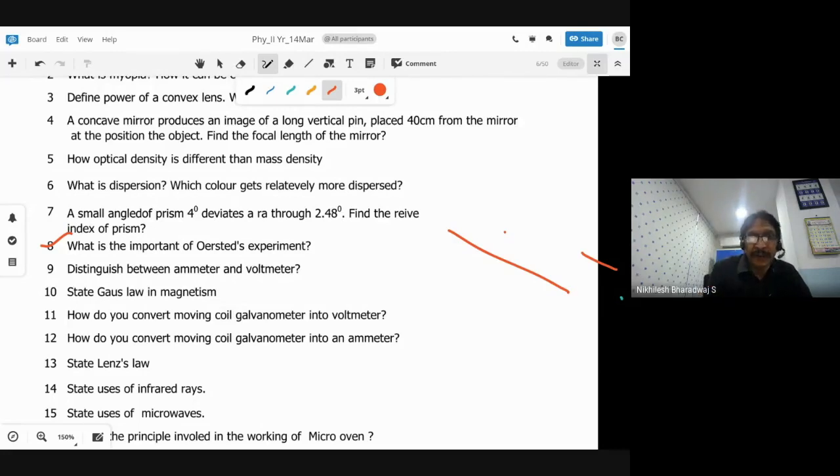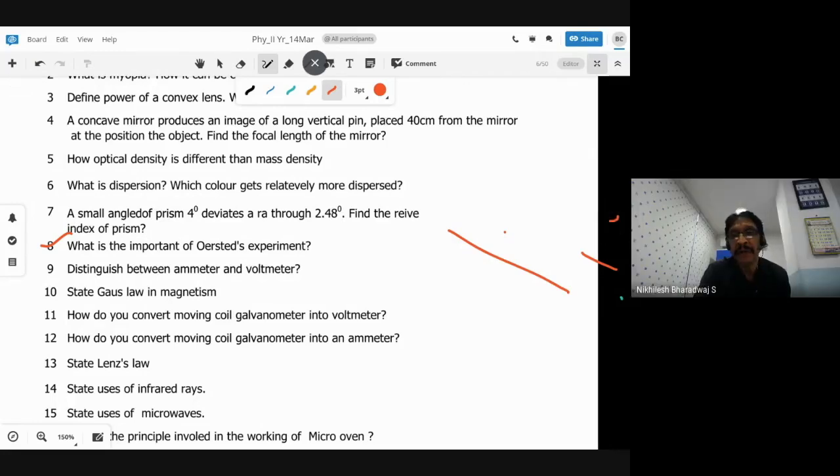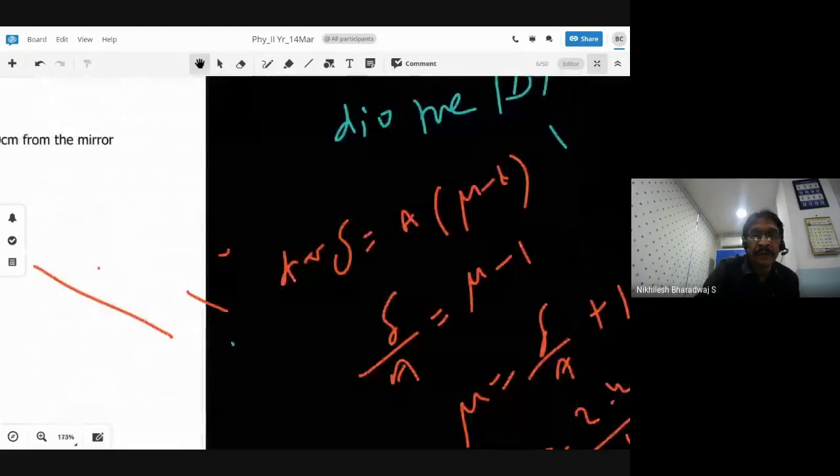Next, 10th one, state Gauss law in magnetism. Everybody knows the Gauss law in electrostatics. They will write that and they don't get the marks. So what is the Gauss law in magnetism? Line integral of the dot product of magnetic field and length is 0. No, not length. Surface area.